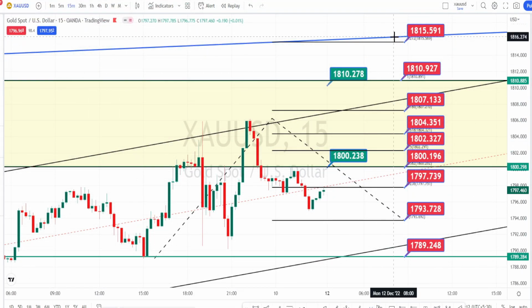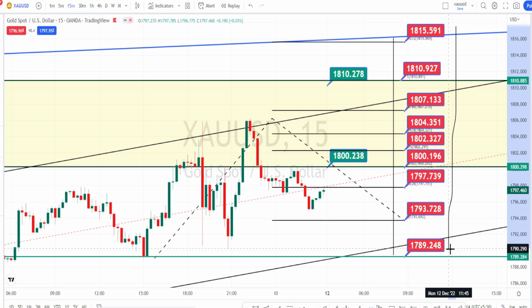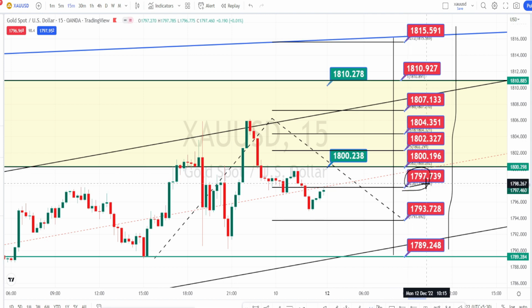So the values within this red color boxes are the resistance and support levels for current price action in 15 minutes time frame. Currently the price action is trying to break the resistance level of 1797, and if the price action breaks this resistance level, next target is going to be around 1800, 1802, 1804, 1807, 1810 and 1815. And if the price action bounces back from this resistance level of 1797, next level of support is going to be around 1793 and 1789.